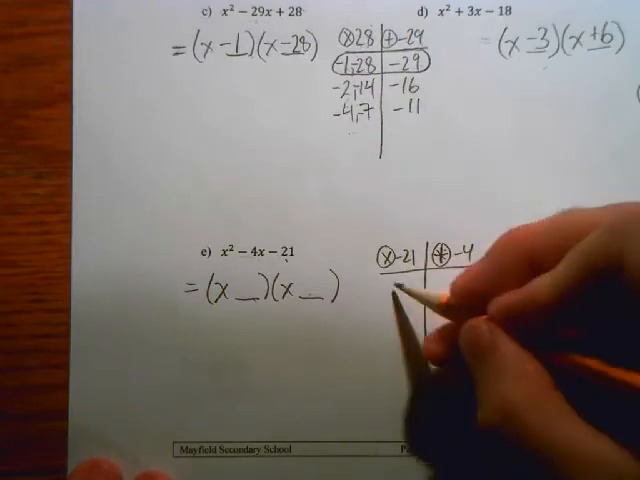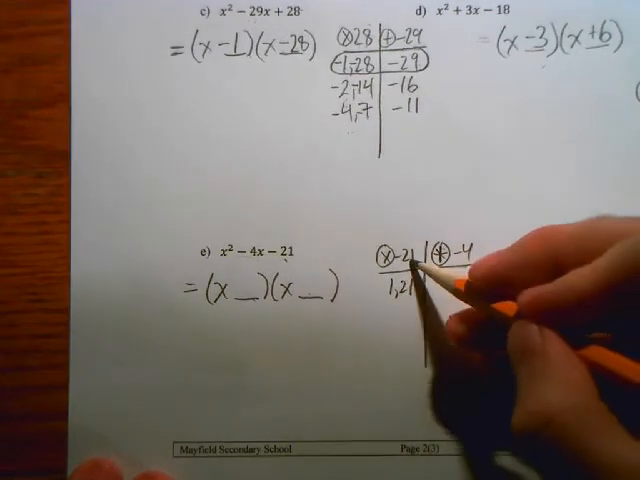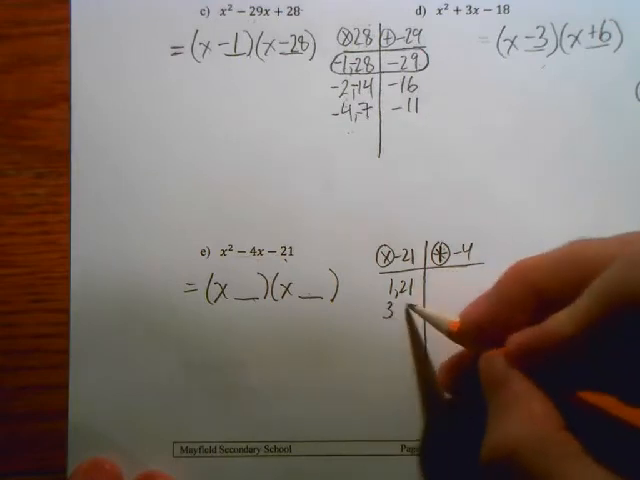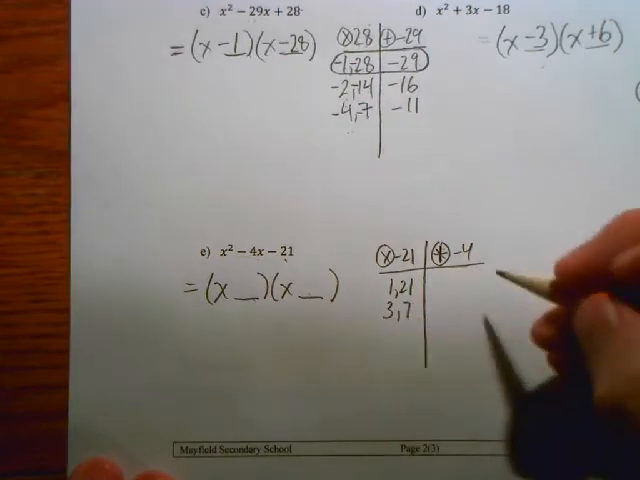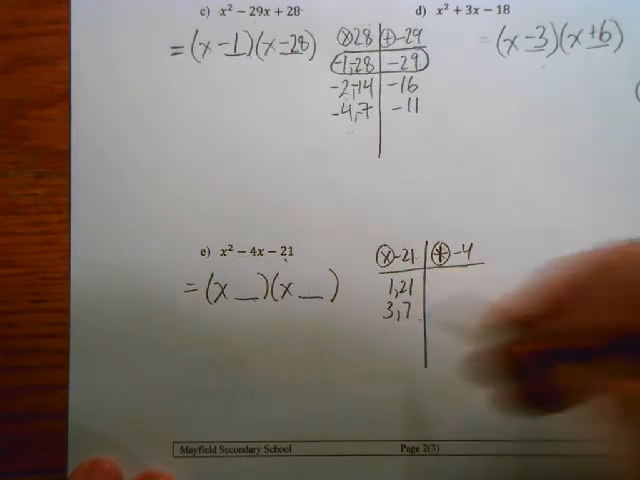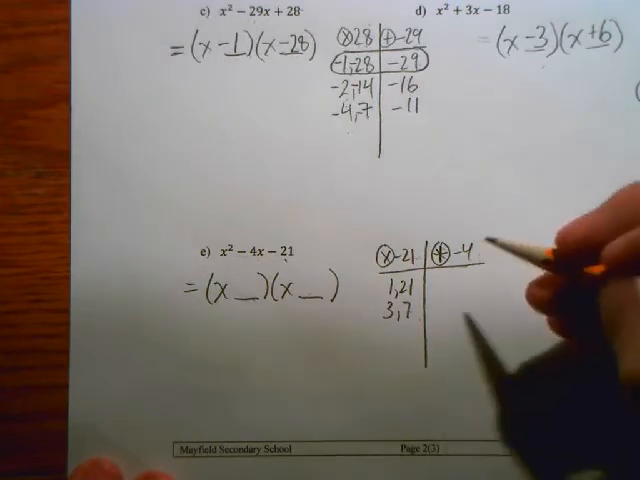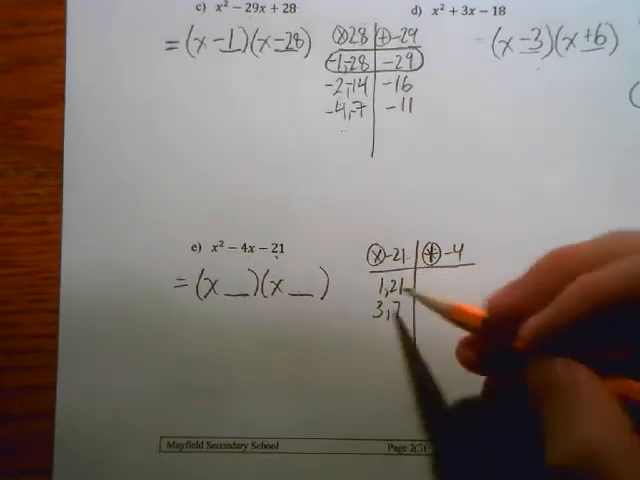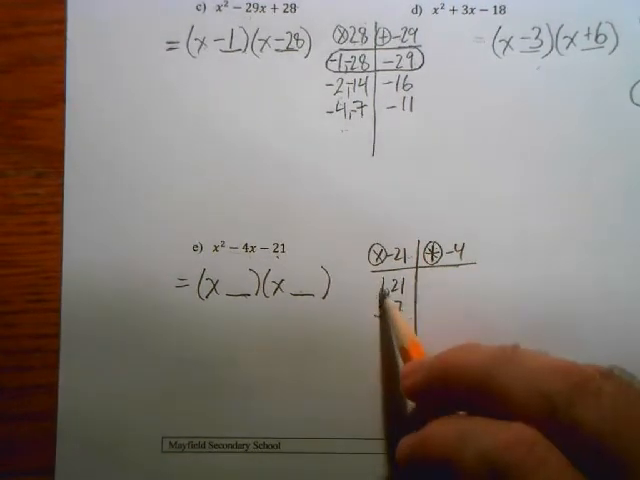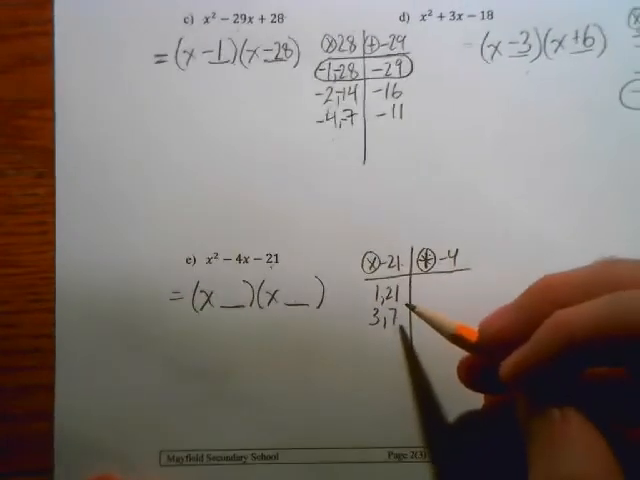Factors of 21, we have 1 and 21. 2 doesn't work. 3 works. 4 doesn't work. 5 doesn't work. 6 doesn't work. Okay, so we're back to 7, so we're done. Now, about the signs of these, because obviously if I multiplied 1 and 21, I get positive 21. So this can't be right, so let's fix it.